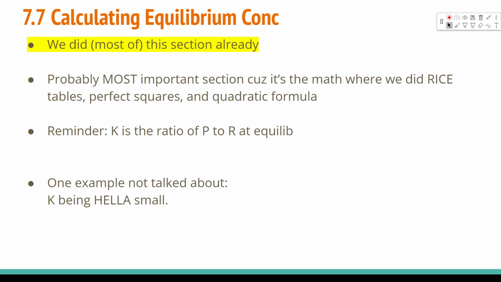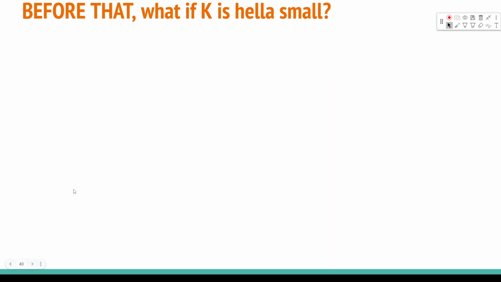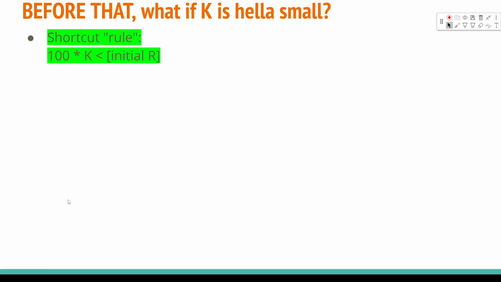And as a reminder, like I said here, K is products over reactants, so make sure you can use that. And then here's an example we're going to talk about. K being super duper small. Okay? So, what if K is very tiny? And so, if K is tiny, we might be able to use a shortcut.